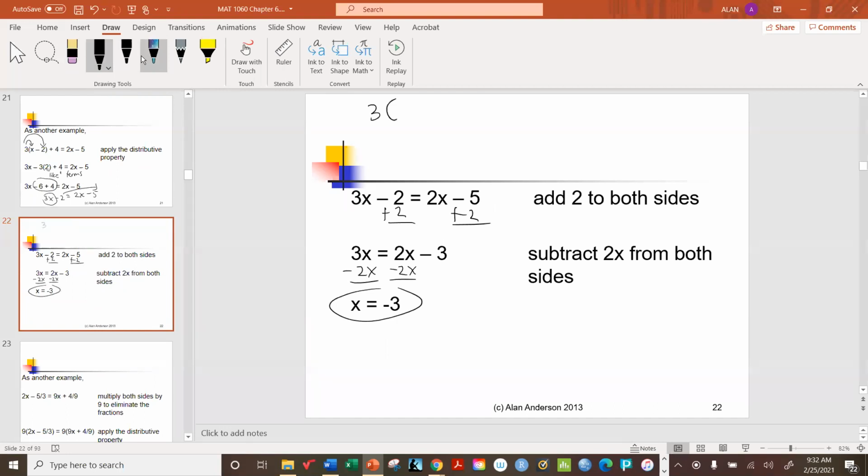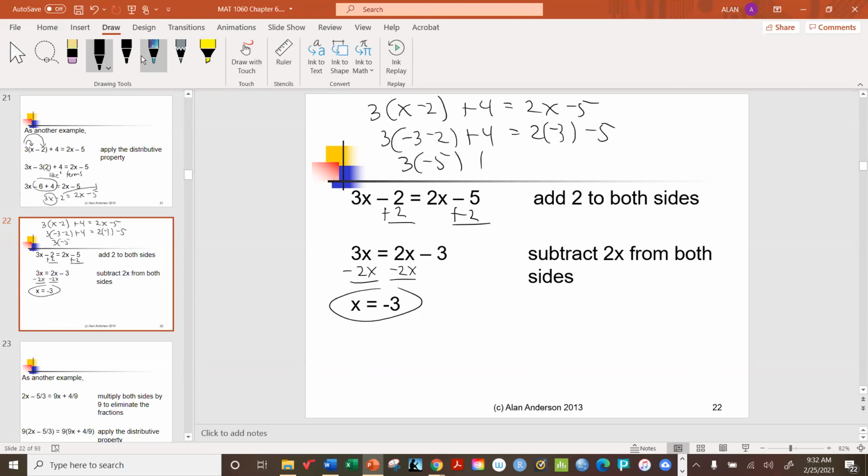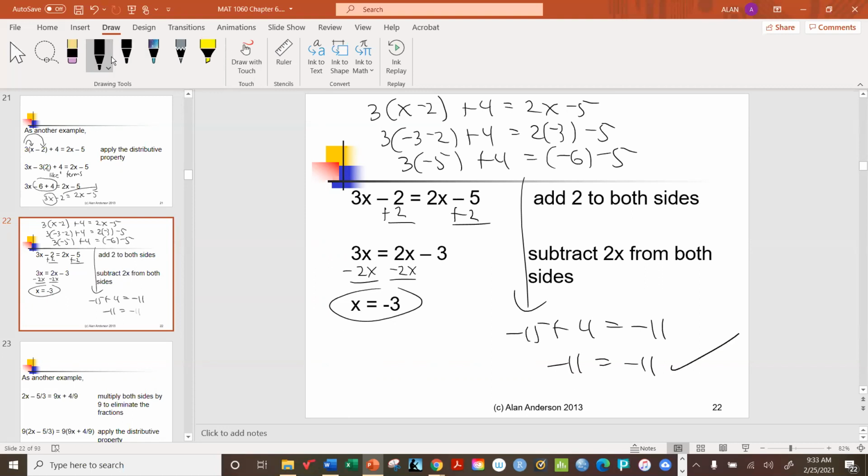So heading back to the original equation, we can prove this. Although in a bit of a roundabout way, we're going to have 3 negative 5 plus 4 equals negative 6 minus 5. We'll move that down here. Minus 20 plus 4 equals minus 11. Nope, sorry, minus 15, my fault. Minus 15 plus 4, that's right. And then finally, minus 11 equals minus 11. Perfect.